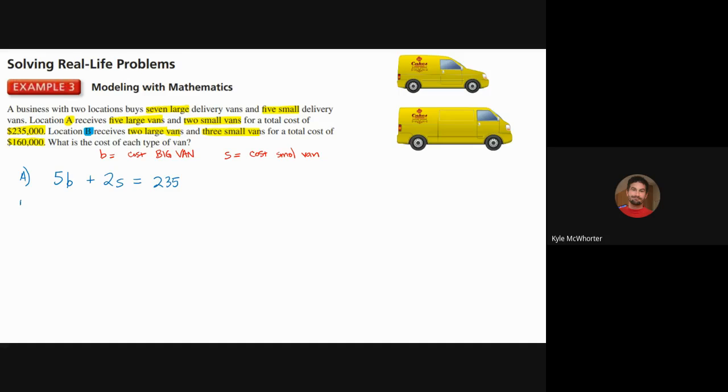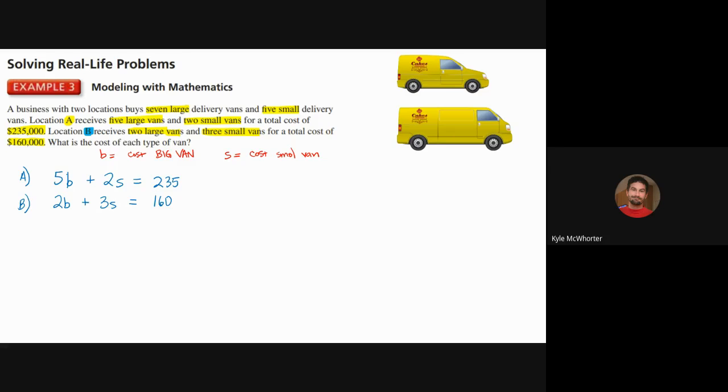For location B, they had 2 large vans, so 2 big vans plus 3 small vans, and their price was $160,000. Okay, so now we've got our 2 equations here that we can solve.